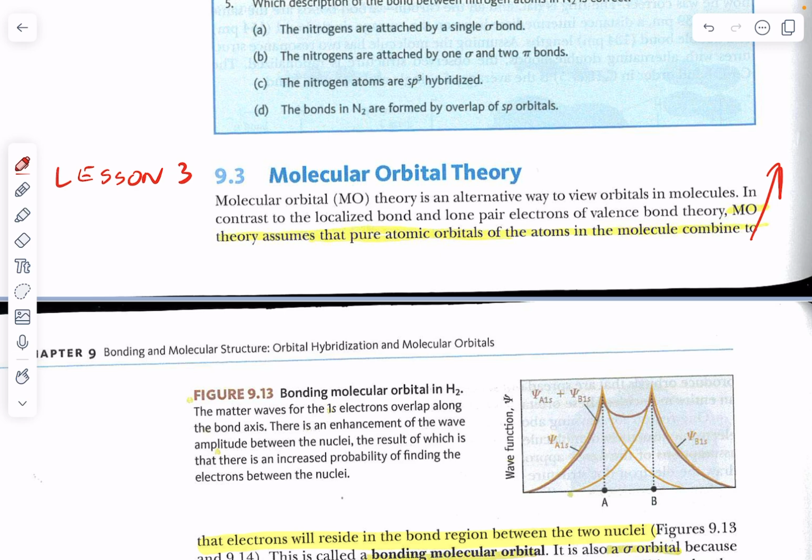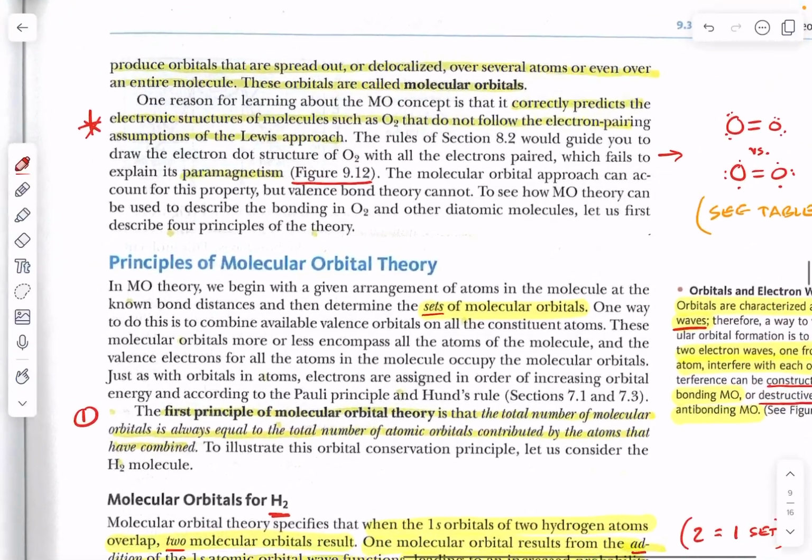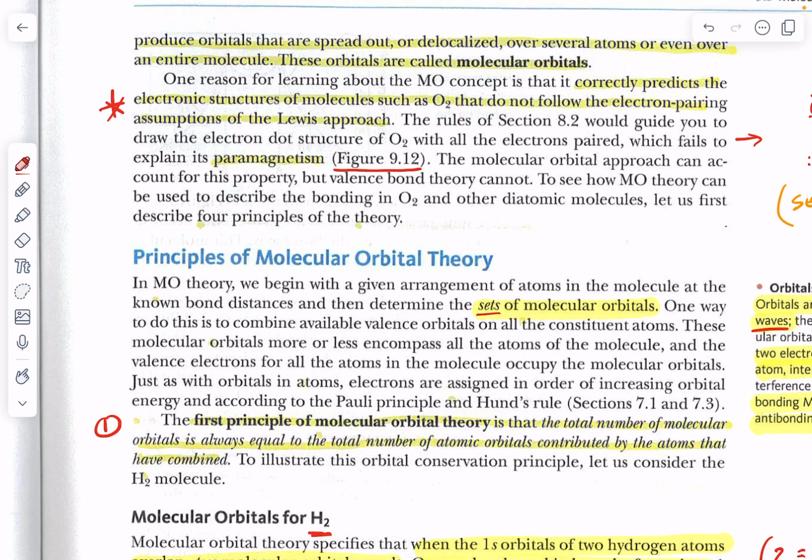So I'm going to introduce this a little bit, but skip some of it. I want to familiarize you with the terminology and why we would have a second theory to explain bonding besides the one that we talked about in lesson number 2. So the molecular orbital theory, sometimes called the MO theory, which is not short for Missouri, assumes that pure atomic orbitals, which we've been talking about, in the molecule, combine to produce orbitals that are spread out or delocalized over several atoms. Now that's not going to make a whole lot of sense until we get into this in a little bit greater detail.